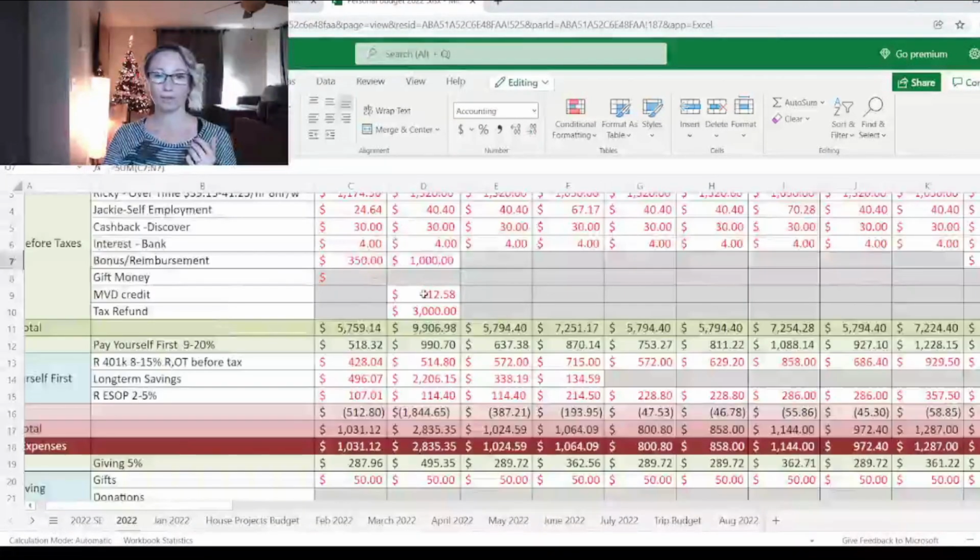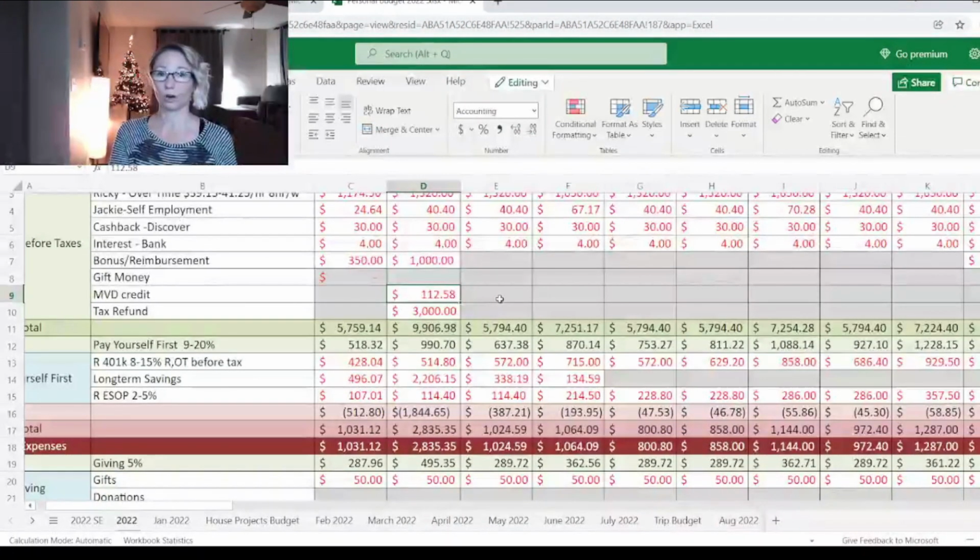I have MVD credit. So I had renewed Ricky's truck registration, and then when we traded in his truck, I got $112 back. Normally they would send it to us as a check, but this time they just left it as a credit. So I'll just be applying that to the other registrations.